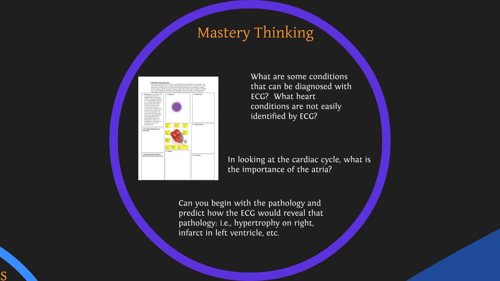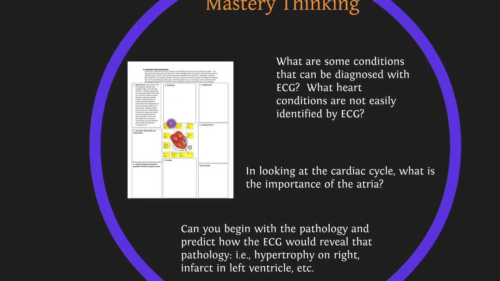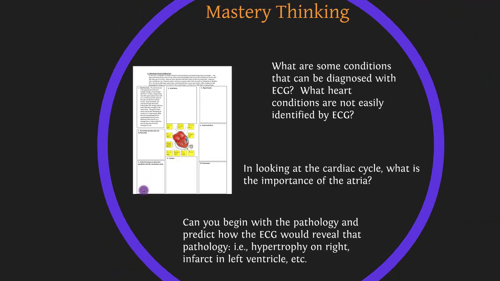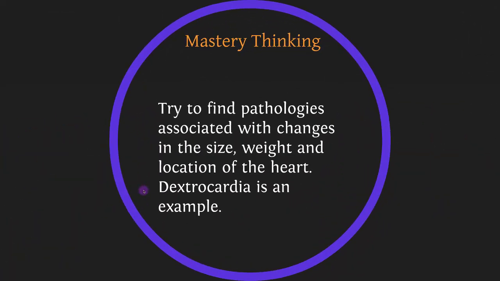We're going to talk about EKG in lab extensively. In the first lab, I'd like you to go through and find different pathologies of the heart that can be picked up on EKG, like arrhythmias, hypertrophies, ischemias, pacemaker problems, carditis. Activation sequence disorders are like Wolff-Parkinson-White, where the electricity does not follow the normal conduction cycle. I'm going to try and add more of these things, but try to find pathologies associated with changes in the size, weight, and location of the heart.